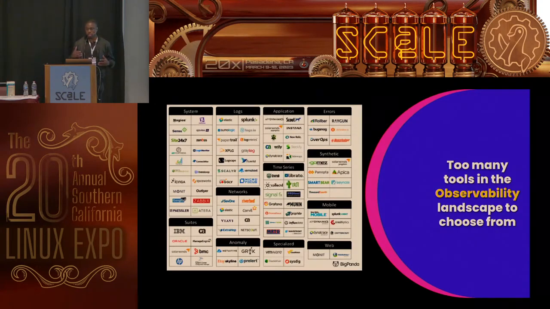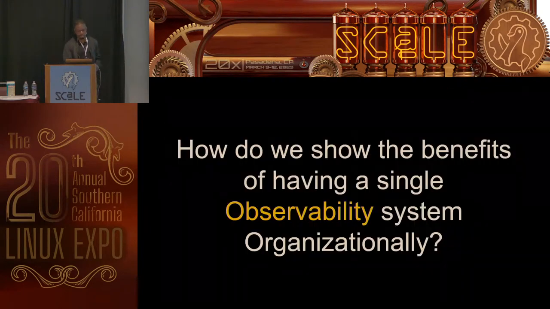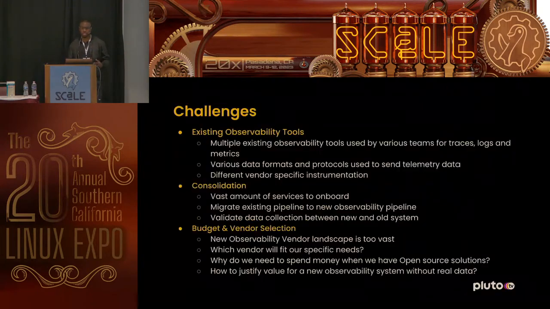So in this vast observability landscape, how do you pick what's best for your specific use case? How do we show the benefits of having a single observability system organizationally? We ran into a couple of challenges when pondering that question.